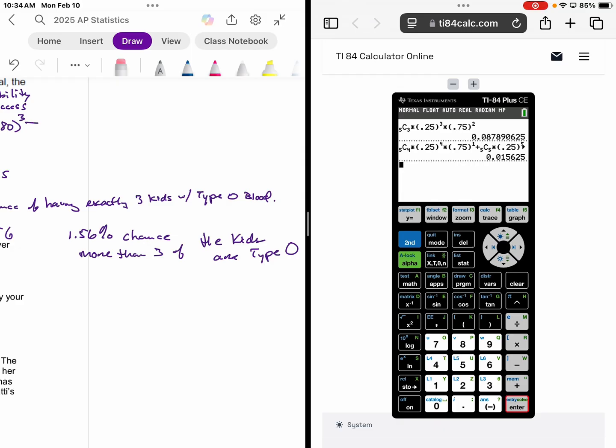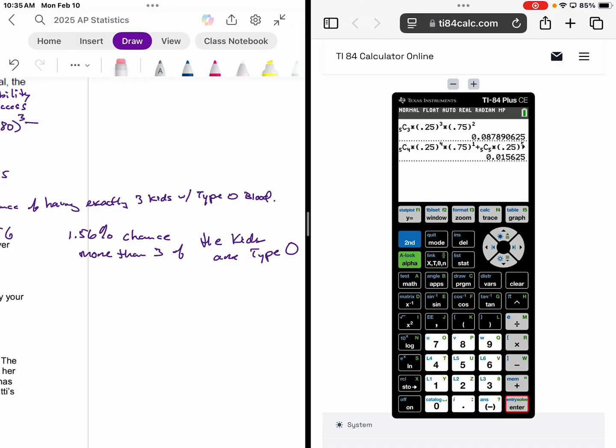So should they be surprised? I would be. A 1% chance is pretty small. To have 4 or all 5 of the kids with type O, that's a slim chance of happening. So I would be surprised if 4 out of the 5 or 5 out of the 5 had type O blood.